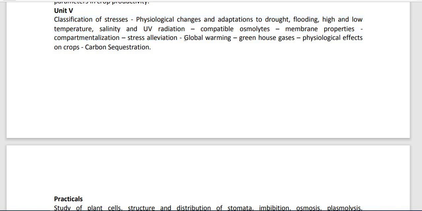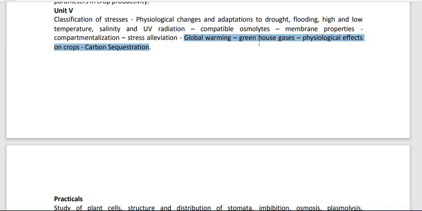Then coming to global warming, in this area you just see what is global warming, what are greenhouse gases, their definition, and due to some of the gases like methane and due to elevated temperature, elevated carbon dioxide, what are the physiological effects that occur in the crops, and how these gases affect the physiological processes at whole plant level, organ level.